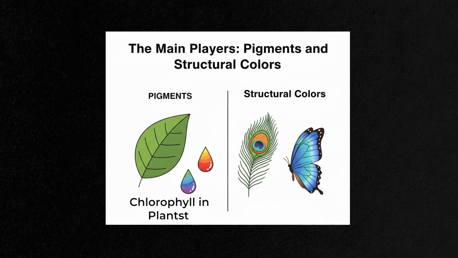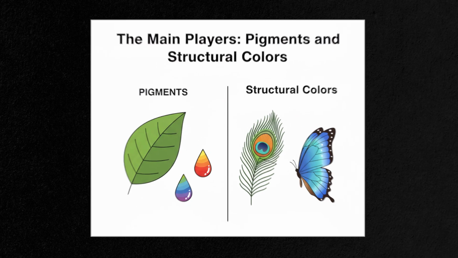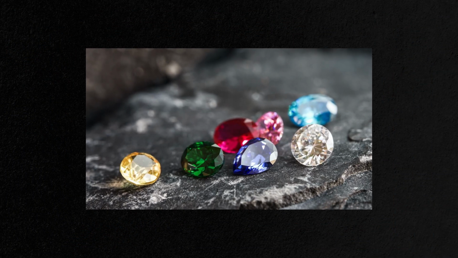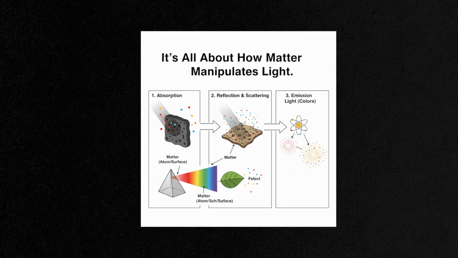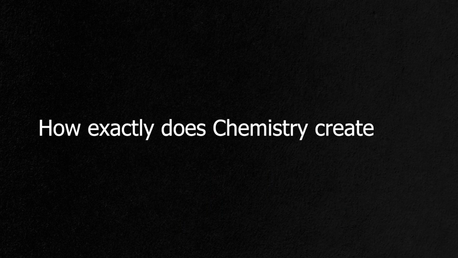Structural colors aren't due to pigments at all. Instead, they're created by microscopic structures that bend and scatter light, like the shimmering wings of a butterfly or the metallic blue of a peacock feather. So, whether it's a ripe tomato, a dazzling gemstone, or the glow of neon lights, it's all about how matter manipulates light. How exactly does chemistry create color?